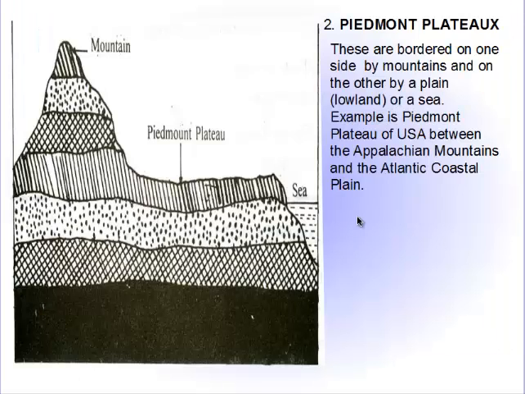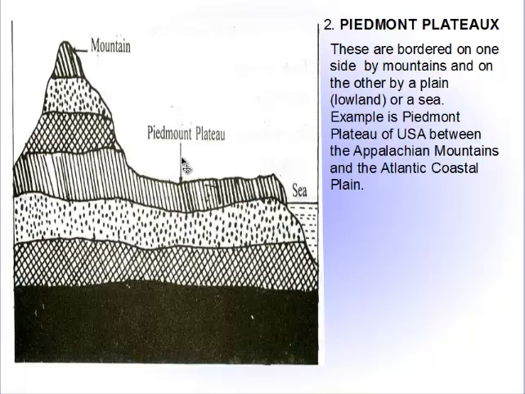There's also the Piedmont Plateau. Now, a Piedmont Plateau is a plateau that is bordered on one side by mountains and the other side by a plain or a sea. When we talk about a plain, it is a lowland. So this is the Piedmont Plateau.